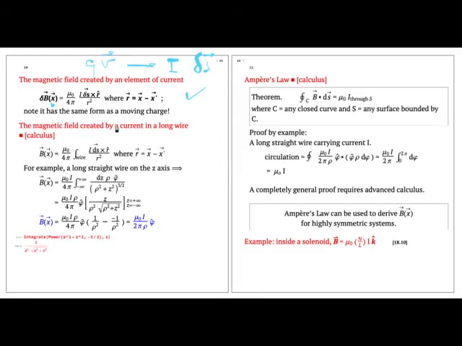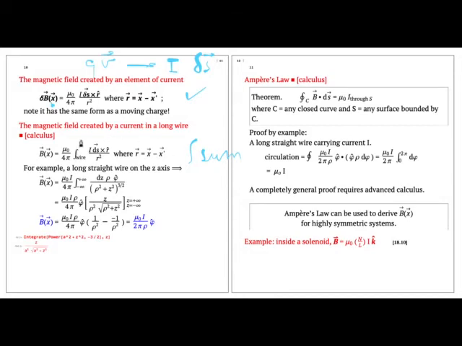Now, the magnetic field created by current in a long wire has more than just one little section of wire, which means I have to add up all the magnetic fields. This is yet another example of the superposition principle. If I have many sources, the total magnetic field will just be the sum of the magnetic fields of each source. So I'd have mu naught over 4 pi I ds cross r hat over r squared, and I have to sum over all parts where the current is flowing.